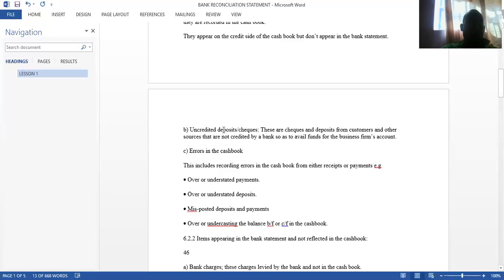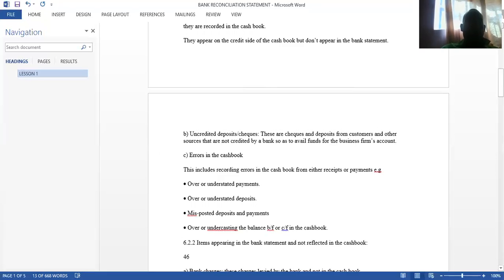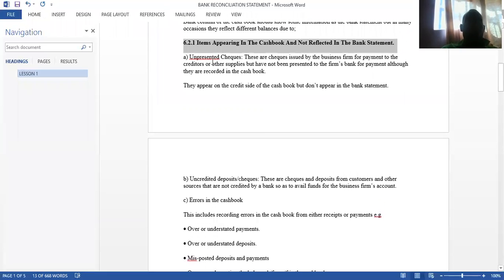Before I proceed, I want you to get it clear. Uncredited checks are the checks received, but they have not yet been captured in the bank statement, while unpresented checks are the checks issued, but they have not been taken or presented to the bank for payment. Crediting, remember, is a case whereby the account is receiving money. That's why we call them uncredited, or checks which have not been reflected in our bank account as receipts.